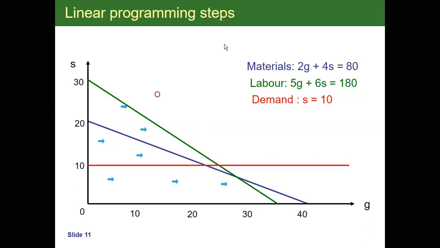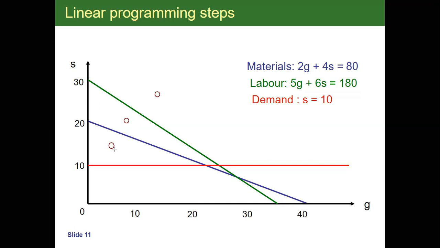In fact, you cannot produce here as well, because let me draw a point. If you want to produce something here, this level of production you cannot achieve, because labor is available, since labor maximum is here, but material is not available, and demand is not available either. You said that S demand maximum is 10. Here S demand is more, you cannot sell 20 S. So in this area you cannot make any production.